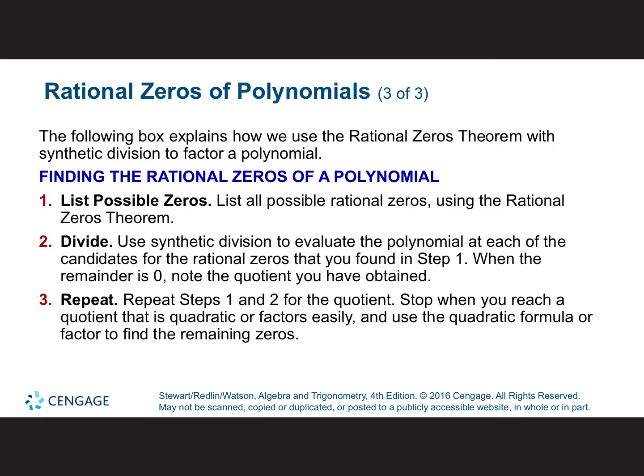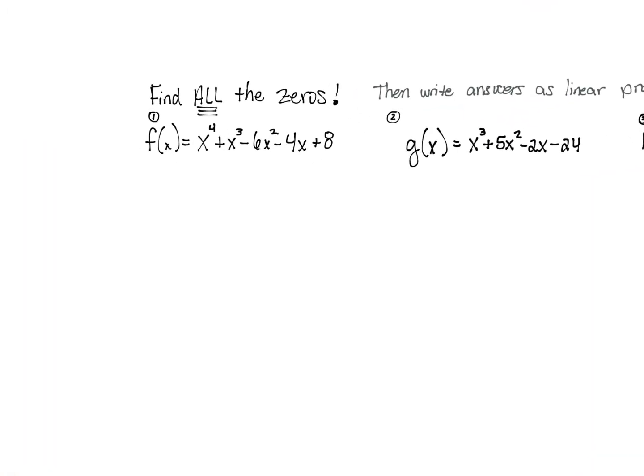This is exactly what I just told you. You're going to list the possible zeros, you're going to do your synthetic division, and you just keep dividing. The way that you know something is a factor, is a zero, is when your remainder is what? 0. Okay, so let's do these 3 examples, then we're done.